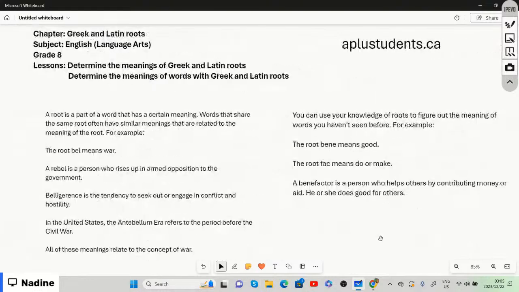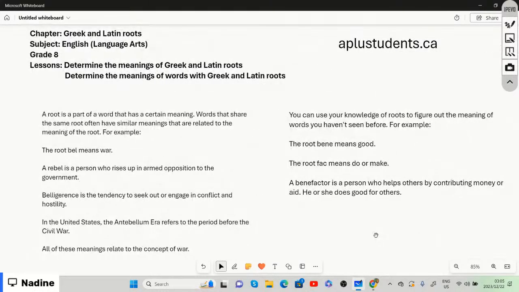All right, so our chapter is Greek and Latin roots. Our subject is English language arts, grade 8. And the lessons that we are going to be focusing on under this chapter are to determine the meanings of Greek and Latin roots and to determine the meanings of words with Greek and Latin roots.